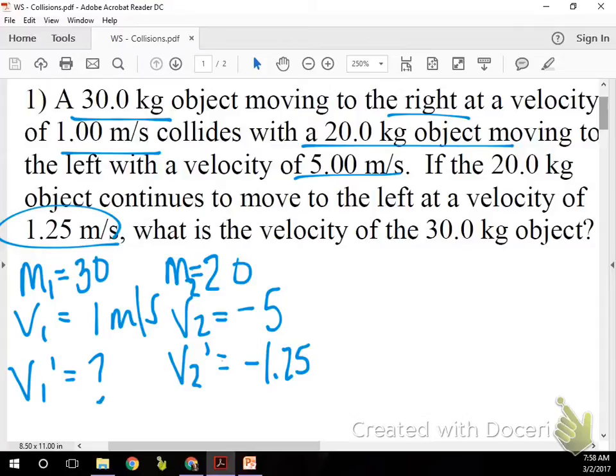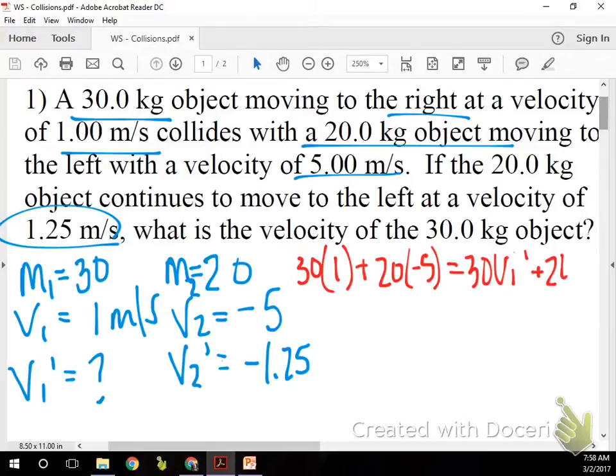Any questions about where those numbers came from? Once you pick out those variables, then it's just plug and chug, right? Plug those numbers in. So 30 times 1 plus 20 times negative 5 equals 30 times V1 prime plus 20 times negative 1.25. Okay, they ended up as separate objects, so I want to make sure I use that elastic collision equation.